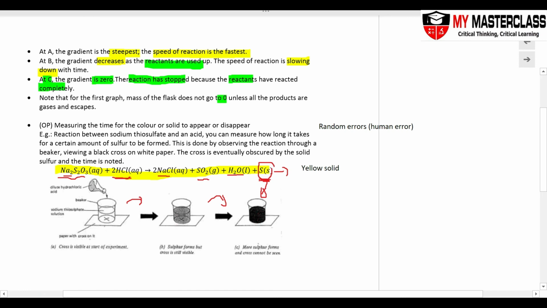This reaction is subject to random human errors because different people see the cross a little bit differently. This experiment setup is not the most accurate way to measure speed of reaction, but in the practical, it is possible that they will ask you to do this experiment setup.